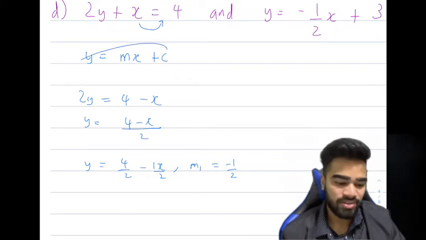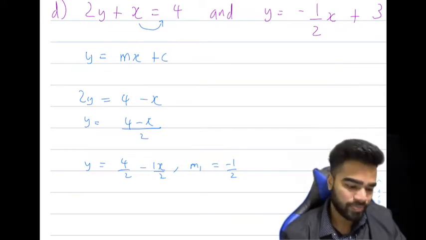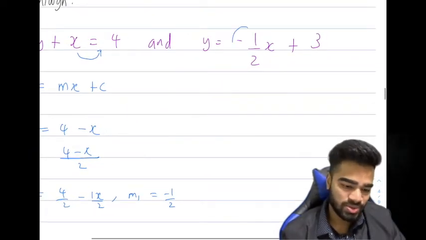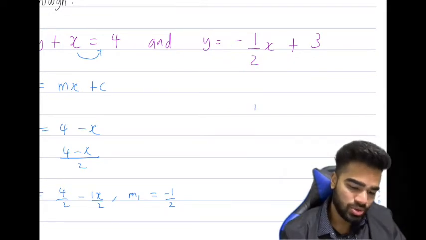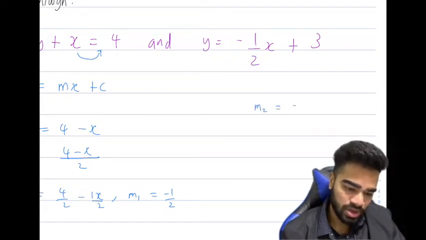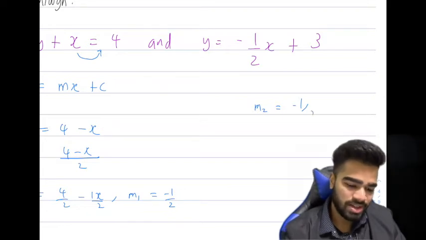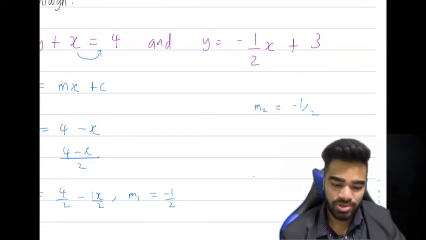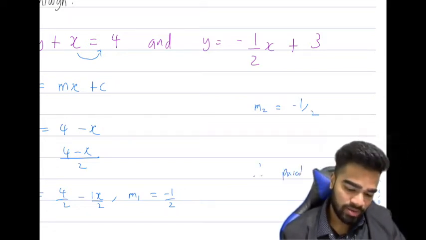So we rearranged the graph to make y equals mx plus c to find the gradient. Okay, so m1 is negative 1 over 2. Well, this one's much easier. What's m2? Well, m2 is equal to negative 1 over 2 as well. So the same. If m1 is equal to m2, what do you say? Therefore, they're parallel.